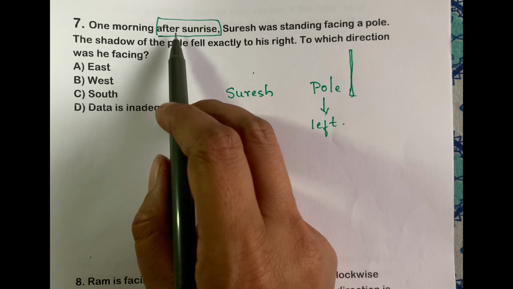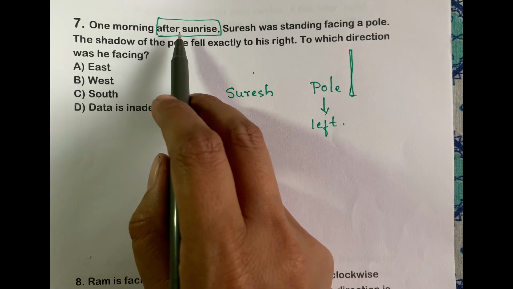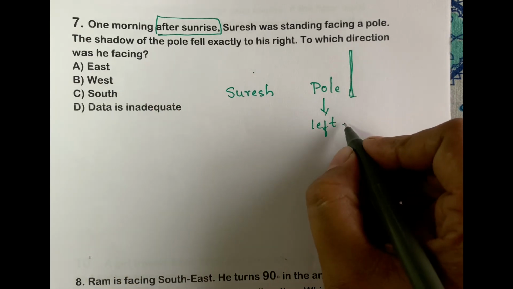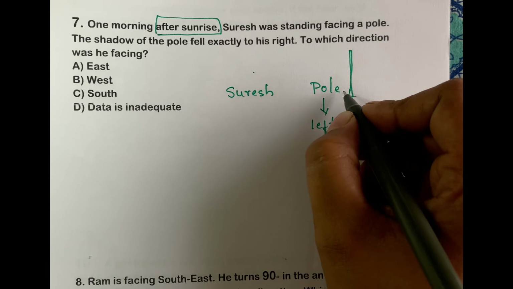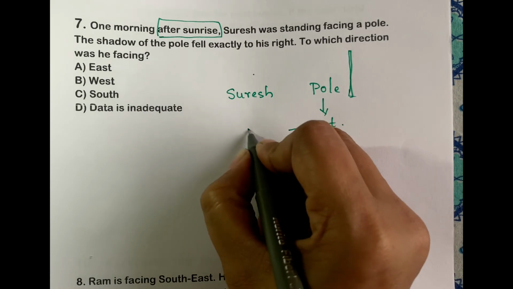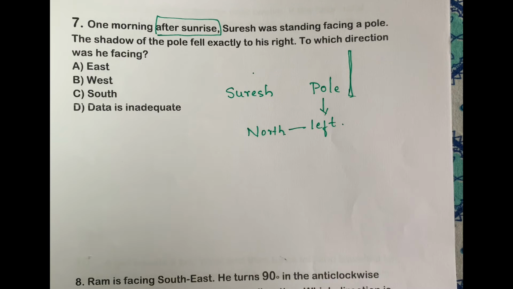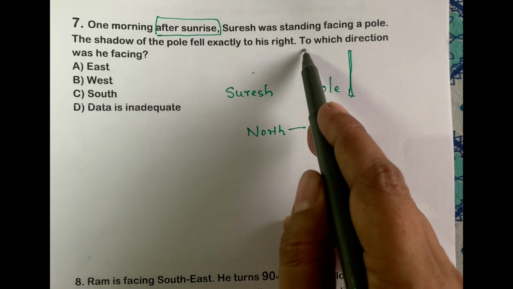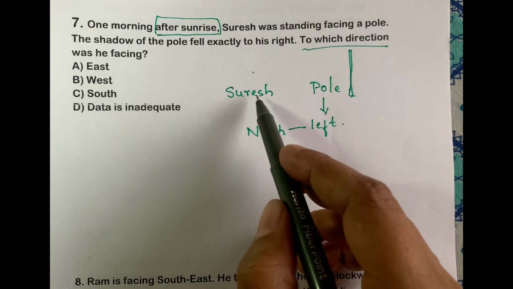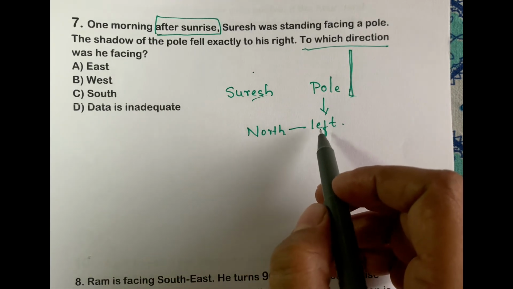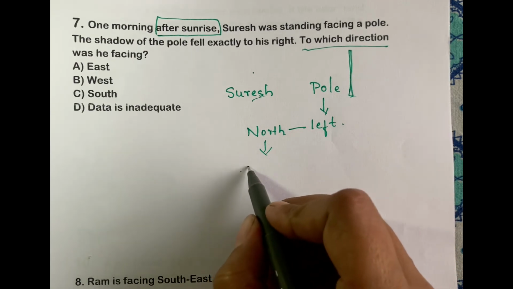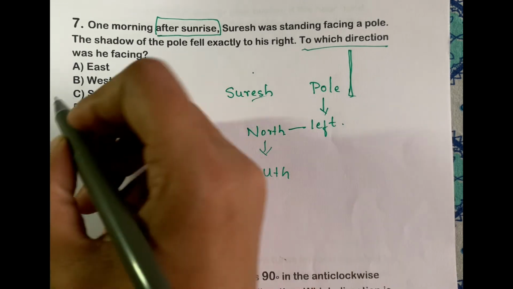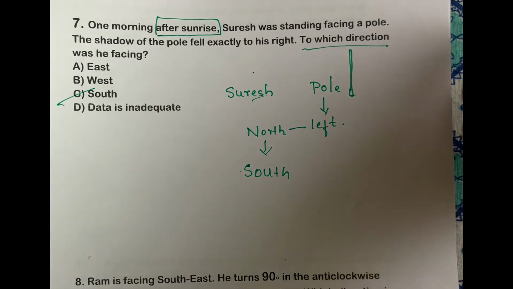So during sunrise or in the morning, when will the shadow be on the left side? The shadow will be on the left side when a given person or object is facing north. When something is facing north, then the shadow will be on the left side. They have asked which direction Suresh was facing. Suresh was exactly on the opposite side, so definitely the opposite of north is south. So the answer is C, that is south.